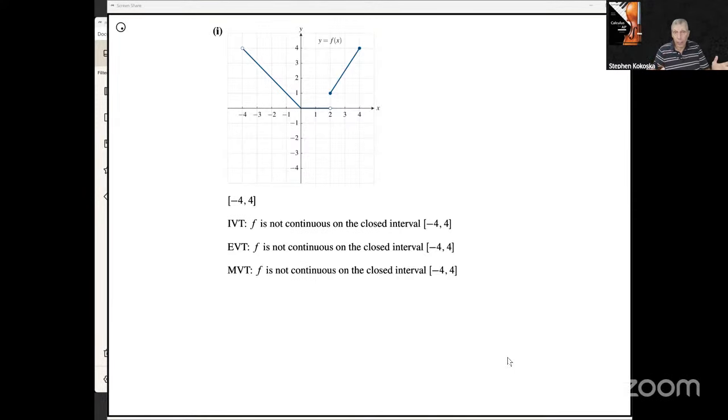Now look, there may be an intermediate value, there may be extreme values. The mean value theorem may hold. I don't know that yet, but we're not guaranteed any of that because the assumptions for these theorems are not met. So I'm done with that one. That one's easy. Thanks, Tom, for that.